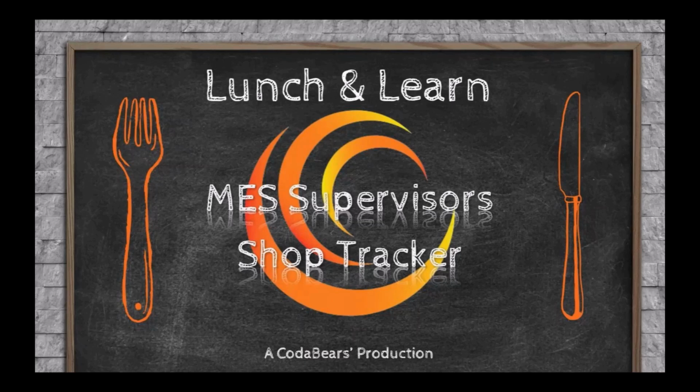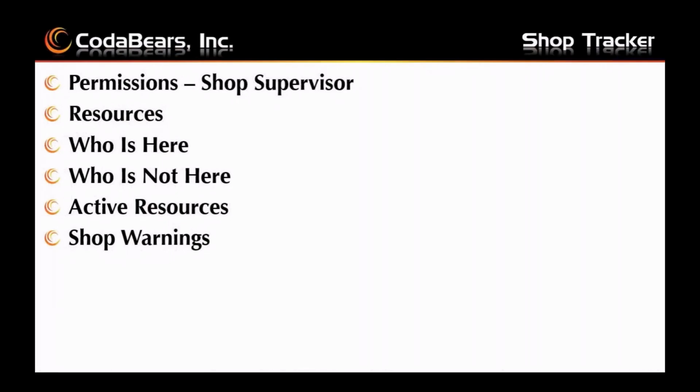Today I'll be presenting in Kinetic MES, which is the Manufacturing Execution System. The topic for today is MES Supervisor specific, since the Shop Tracker is only available if you have MES Supervisor permissions. So first I'll start off to show you what permission is needed for a shop supervisor. Then I'll show some of the different screens and cards available for MES supervisors to review in the shop tracker. You'll see an example of the resources, who is here, who is not here, the active resources, and shop warnings. Each of those cards are part of shop tracker.